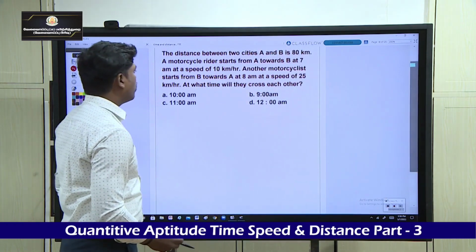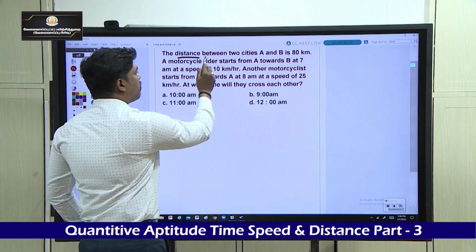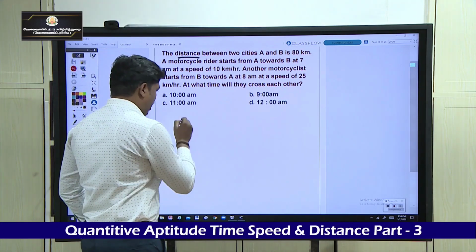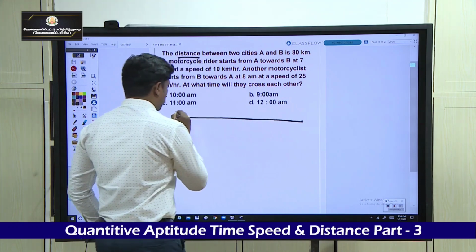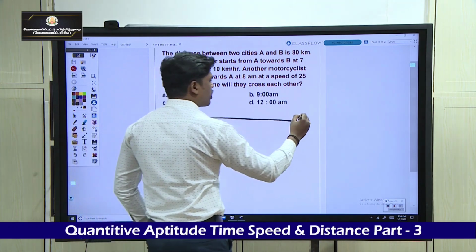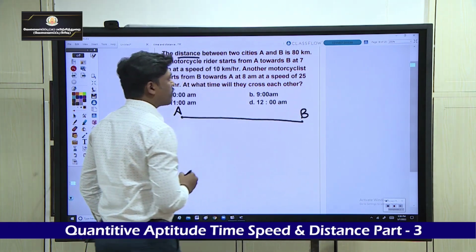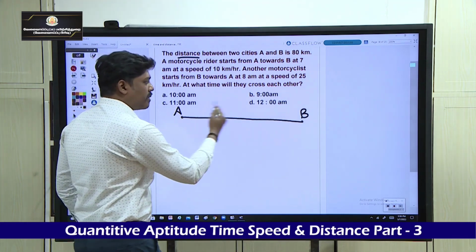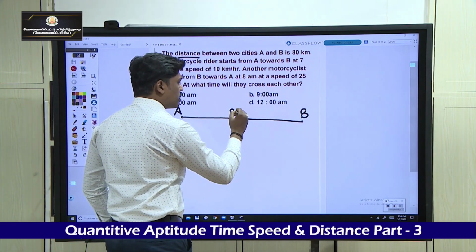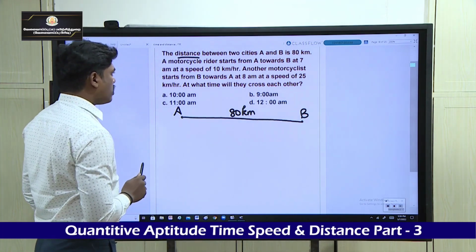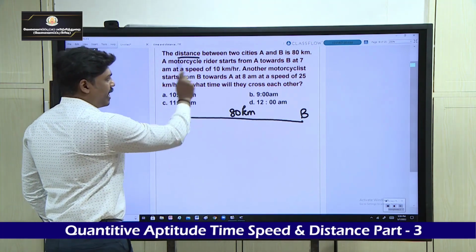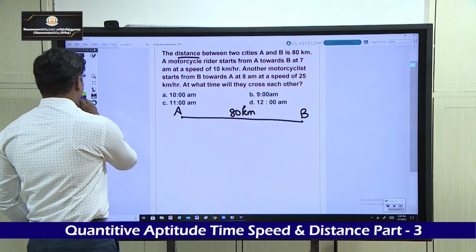Look at here, the distance between two cities. We are having two cities. This is city A and this is city B. And the distance between them is 80 kilometer.